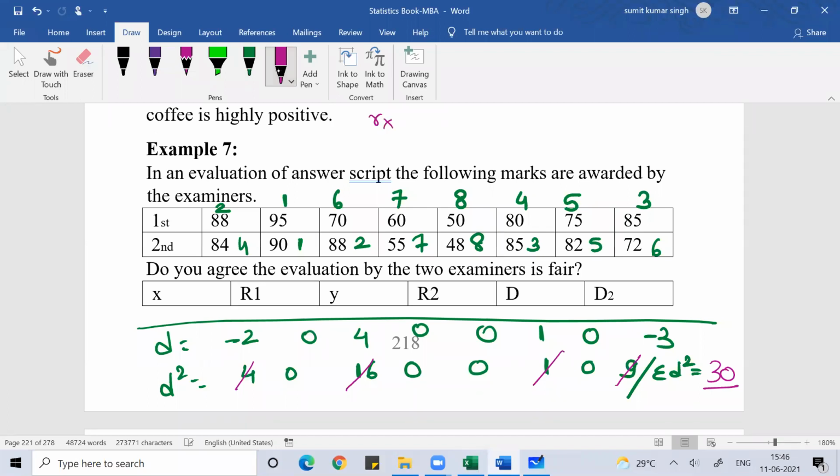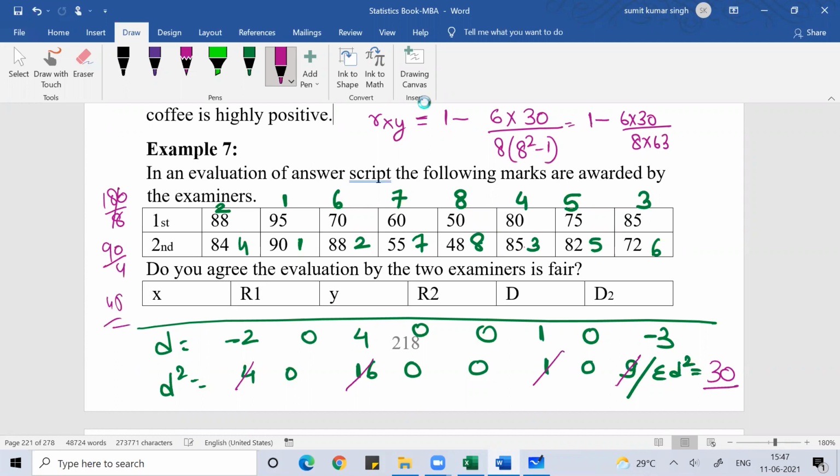So I'll find the r value. R is equal to 1 minus 6 times the sum of d square, which is 30, divided by n. N is how many numbers? I think 8 numbers are there: 1, 2, 3, 4, 5, 6, 7, 8. So n into n square minus 1, that is 8 into 63. This is 1 minus 6 into 30 divided by 8 into 63. This is 180 divided by 8 into 63.